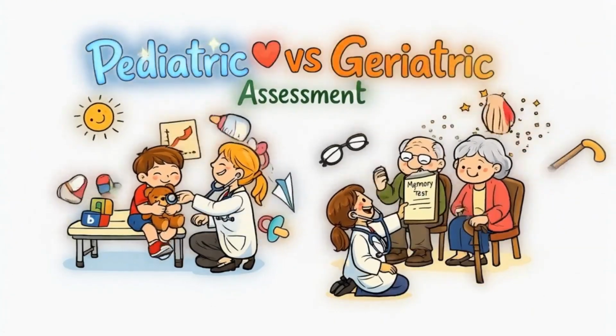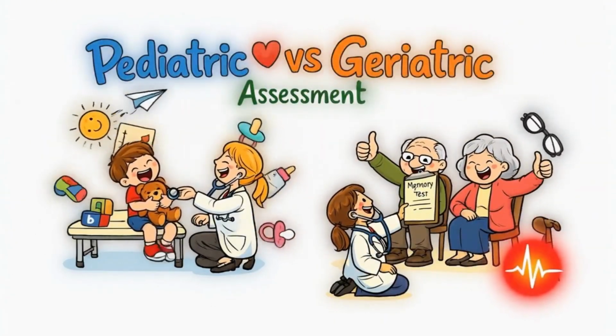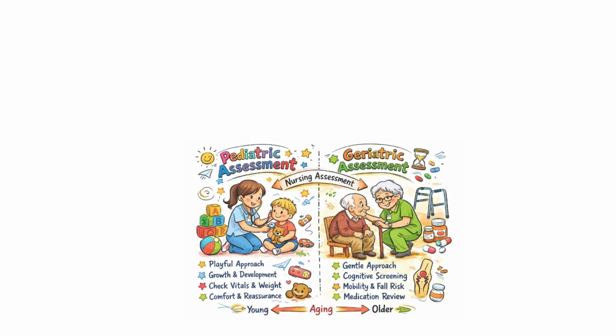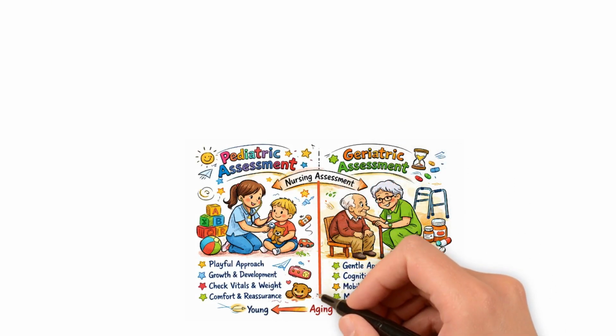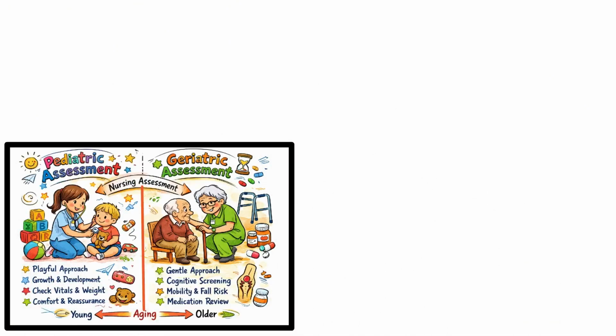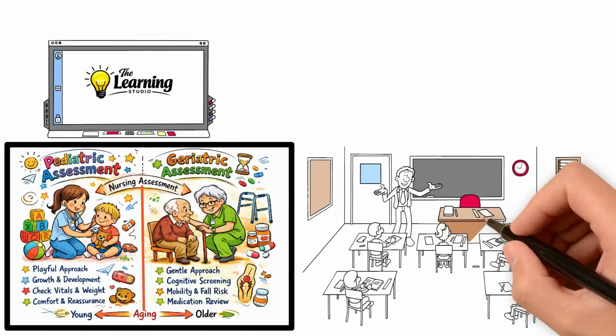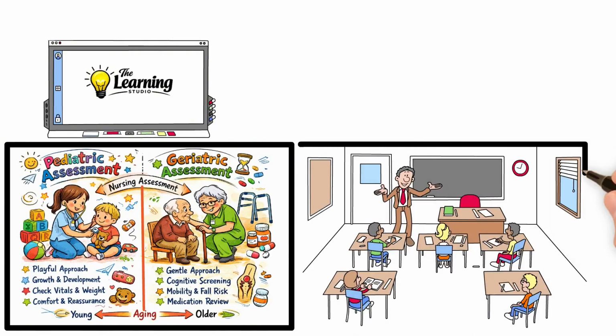Assessing a patient is never one size fits all. The same vital sign, symptom, or behavior can mean very different things depending on age. Pediatric and geriatric patients sit at opposite ends of the spectrum, and nursing assessment must adapt accordingly. Welcome to the Learning Studio, where we don't just teach theory, we show how knowledge turns into real-world understanding.